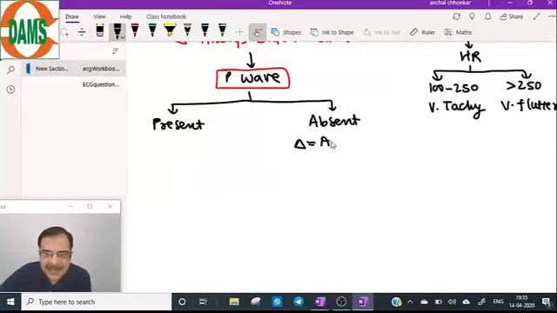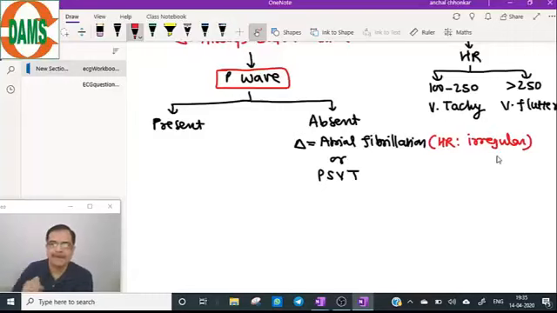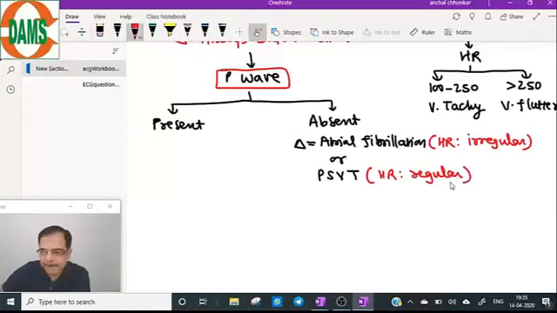So if the P wave is absent, the diagnosis will be either atrial fibrillation or PSVT. And how to differentiate these two? Very simple point: in atrial fibrillation the heart rate is irregular, and in PSVT the heart rate is regular.